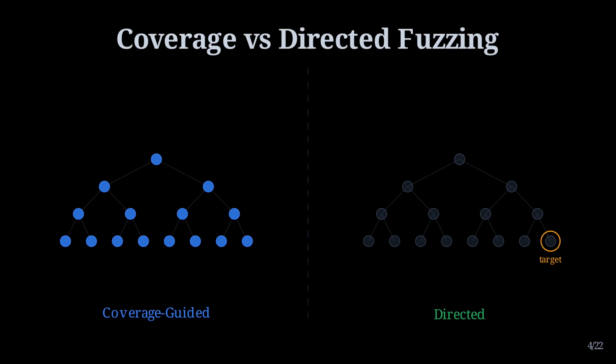On the other hand, the other paradigm is directed fuzzing. Here you have a specific target in mind known beforehand. A known vulnerability, a patch you want to test, a crash you want to reproduce, and instead of exploring everything, the fuzzer focuses its effort on reaching that one location as fast as it can. AFLGo, Hawkeye, and Beacon all fall into this category.